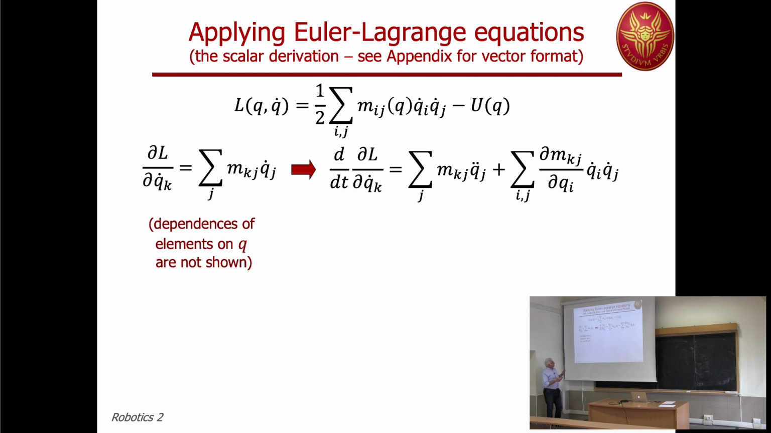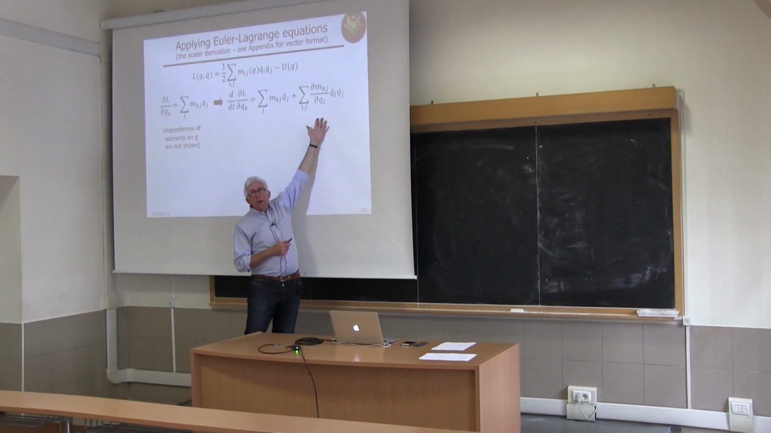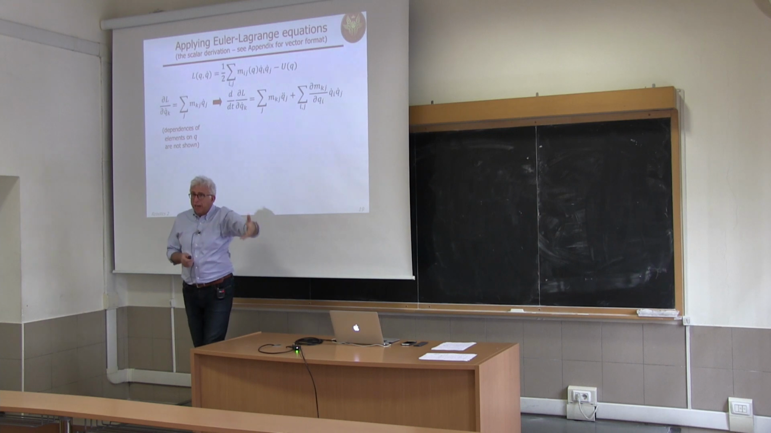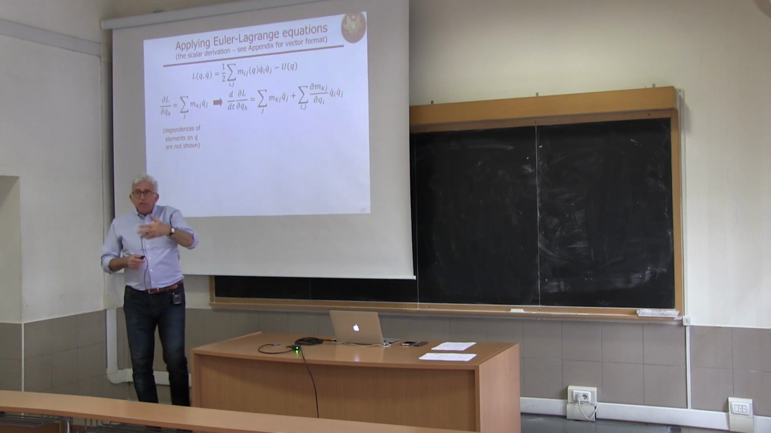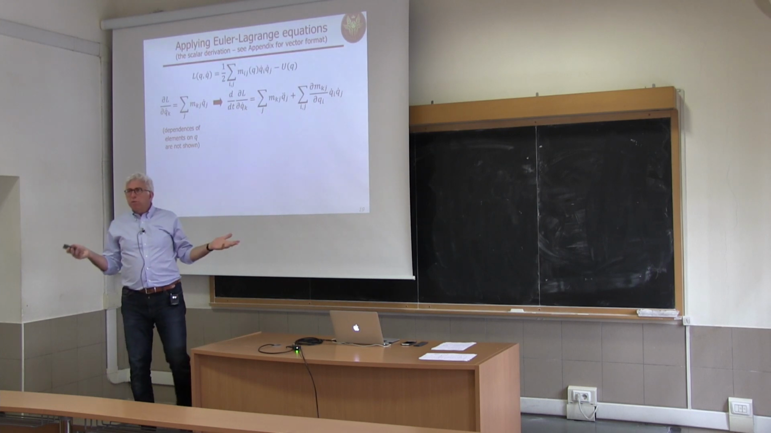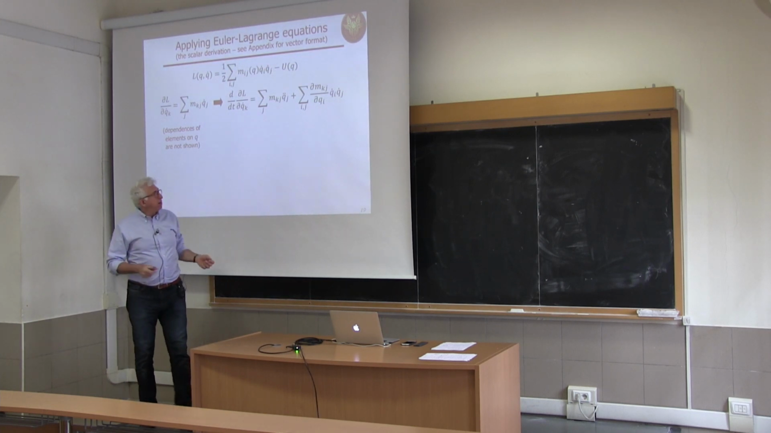And you see that while doing the derivative, we still keep the elements of the inertia matrix, but we also introduce the partial derivative of the element of the inertia matrix with respect to the generalized coordinate. Indeed, if the inertia matrix were constant, this partial derivative would be 0, and this is a very important property.